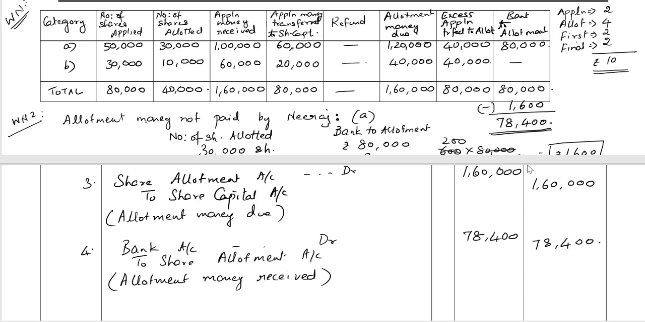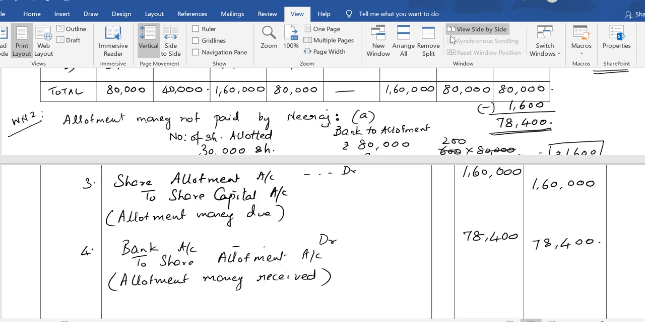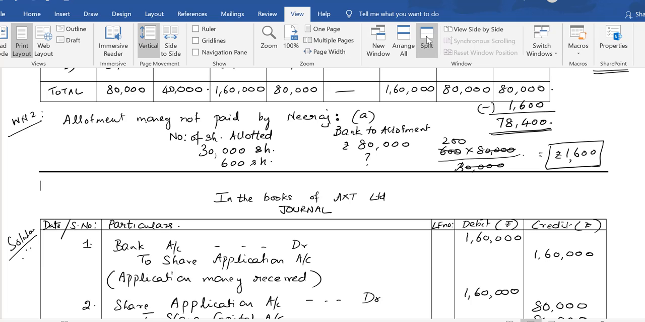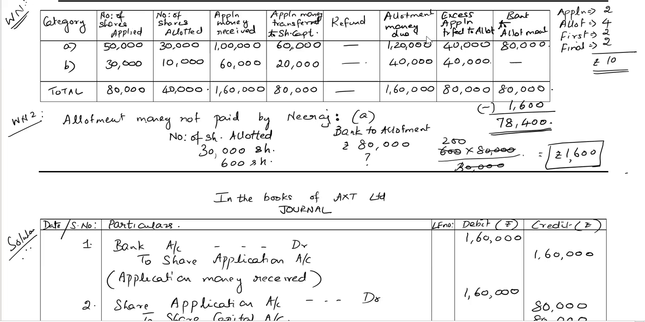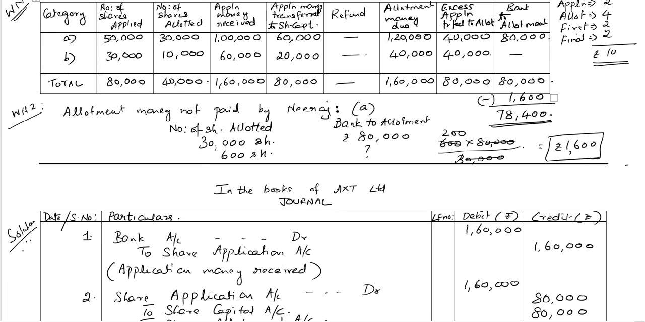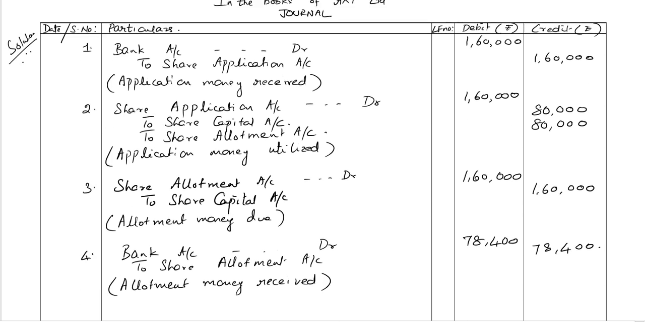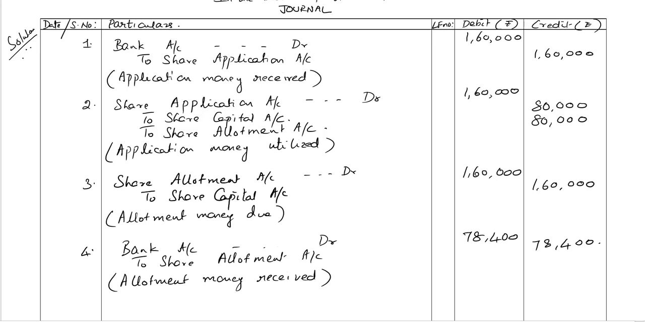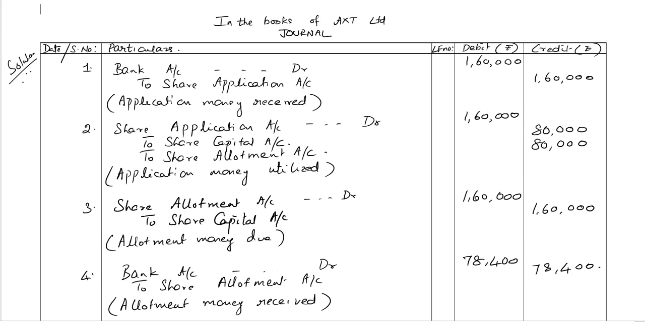The question asked us to pass journal entries only up to the stage of allotment, which we have completed. The journal entries are done. I'll remove the split. We can view the answer. So that's the table at the top, and these are the journal entries.